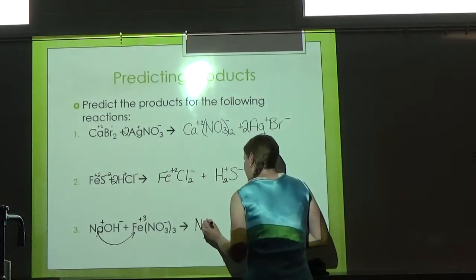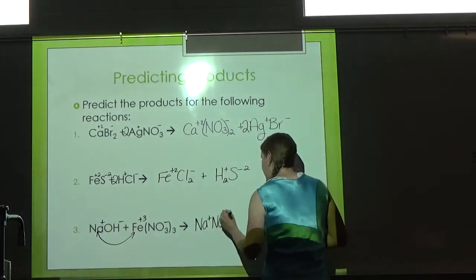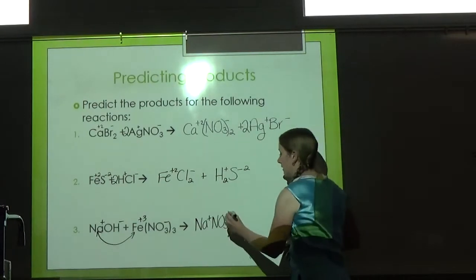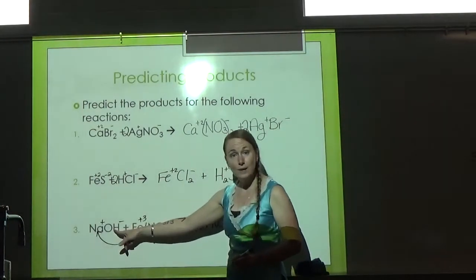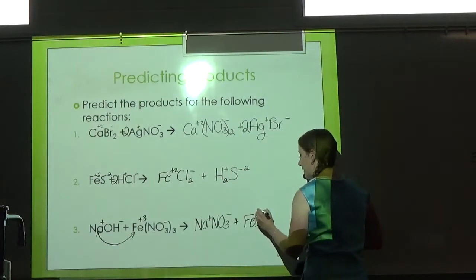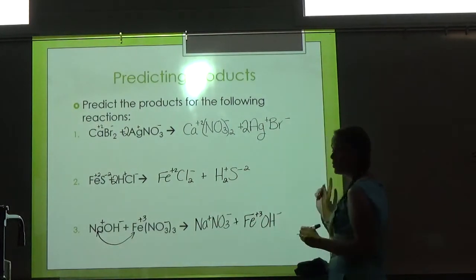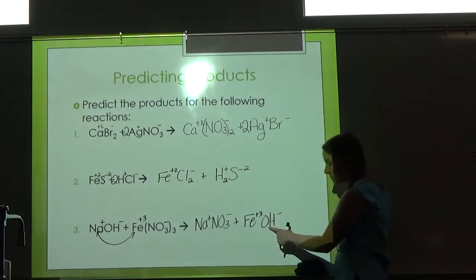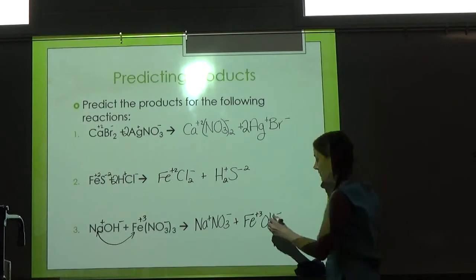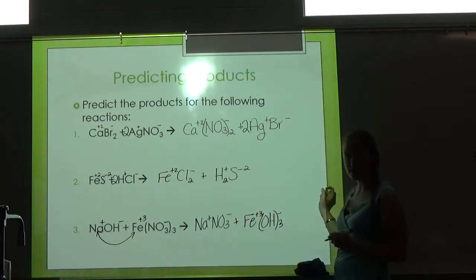So we have Na positive, NO3 negative. So see, when it's with sodium, it doesn't need an extra subscript. So now Fe is going to be with OH. I'm going to put Fe first though because it's positive. So Fe positive 3, OH negative. So don't forget, we need 3 OHs, but it's still a polyatomic ion, even though it doesn't have its own subscript. So it has to have parentheses.